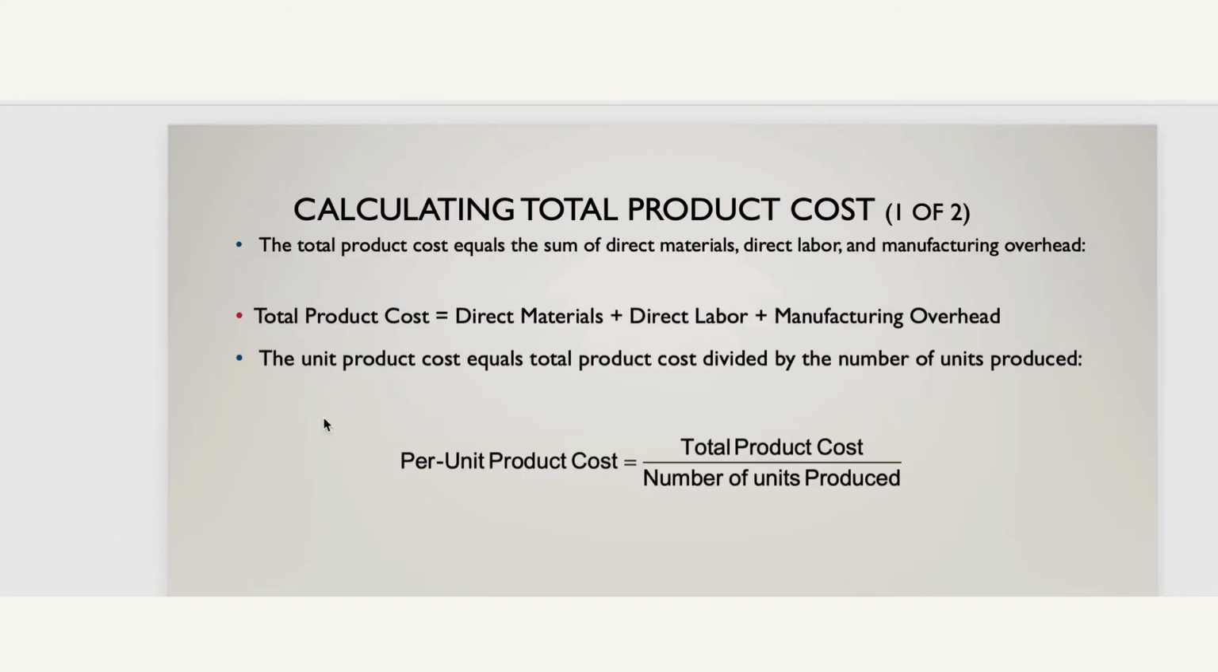So here is where we've been aiming, right? We want to figure out how to calculate our total product cost, because our product cost is our cost of goods sold, which is one of the most important things. We saw that in financial accounting, and basically this is how you get to it. Your total product cost is all of your direct materials, all of your direct labor, and all of your manufacturing overhead. That's your total product cost. And then to get to your unit product cost, you divide your total product cost by the number of units that you produced.